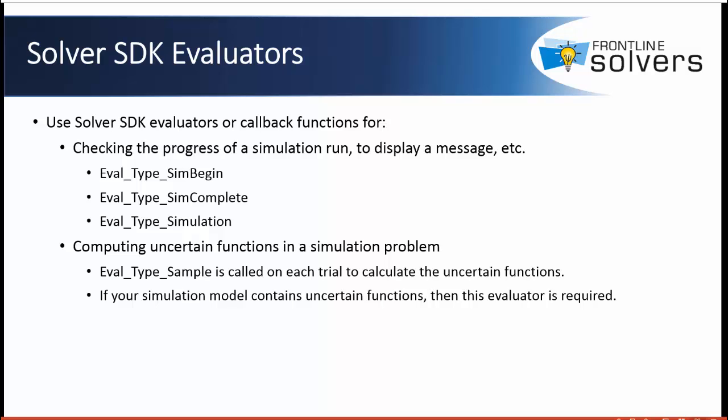For a simulation, there are three such evaluators available. Eval type simulation begin can be called at the beginning of a simulation run. Eval type simulation complete can be called at the end of a simulation run. An eval type simulation is called after every simulation and can be used to obtain control during the solution process in order to display a message or check for a user abort action. Simulation progress information evaluators are always optional. However, when running a simulation containing uncertain functions, the evaluator of type eval type sample is a must.